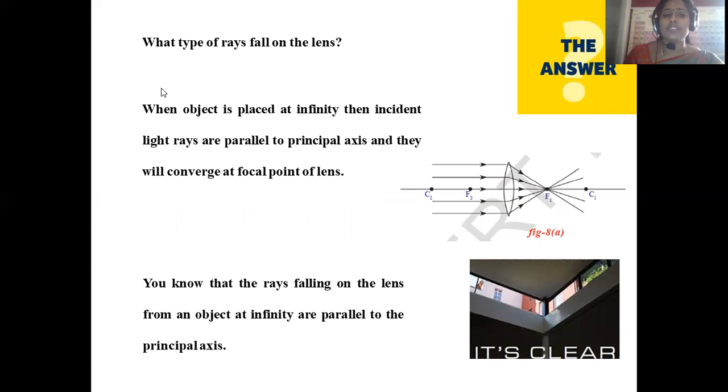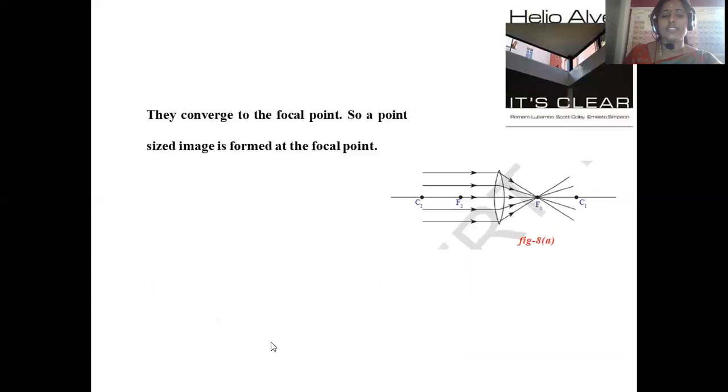So if the object is at infinite distance, all the rays are said to be parallel in nature and they travel in a similar direction with respect to the principal axis and converge at the point of focal, right? You know that the rays falling on the lens from the object at infinity are parallel to the principal axis. Now, they converge to the focal point and the point-sized image is formed at the focal point.